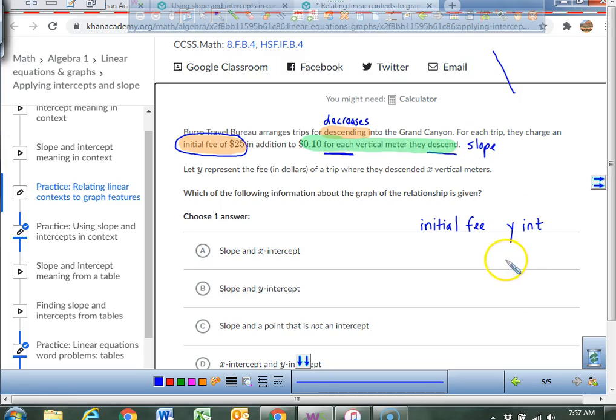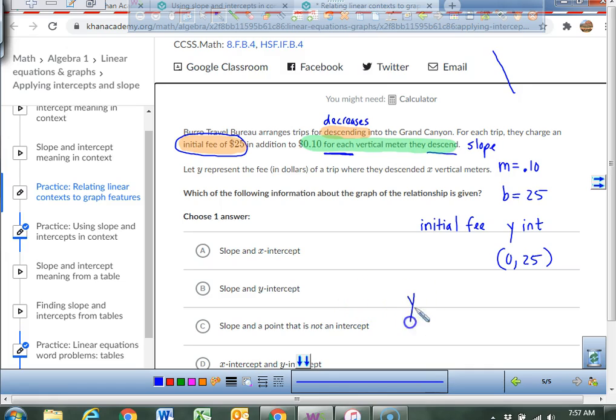So we have the y-intercept. Ready? The y-intercept's at 0.25. That's the y-intercept. Also known as the b-value. So the b-value is equal to 25. And they've also given us the slope, which is like 10 cents per meter. So they've given us the slope and the y-intercept. So I feel very, very confident of choosing B because they gave us the slope and the y-intercept.